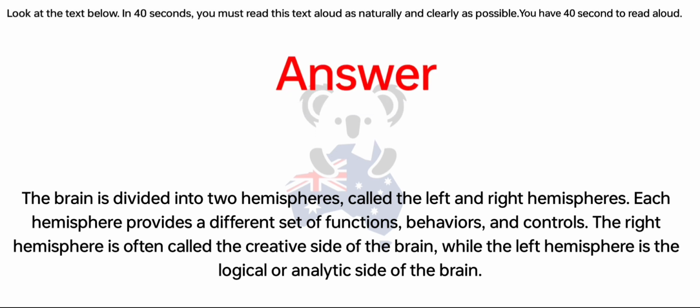The brain is divided into two hemispheres, called the left and right hemispheres. Each hemisphere provides a different set of functions, behaviors, and controls. The right hemisphere is often called the creative side of the brain, while the left hemisphere is the logical or analytic side of the brain.